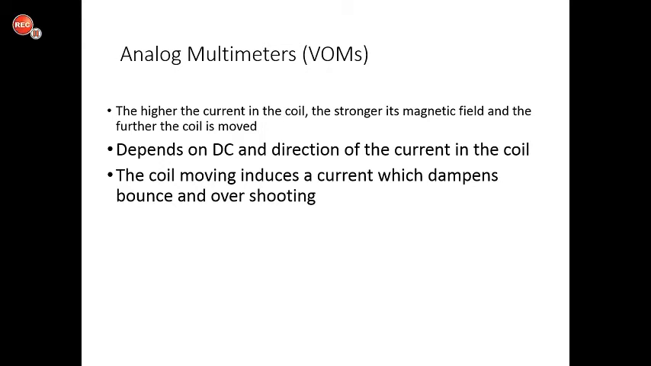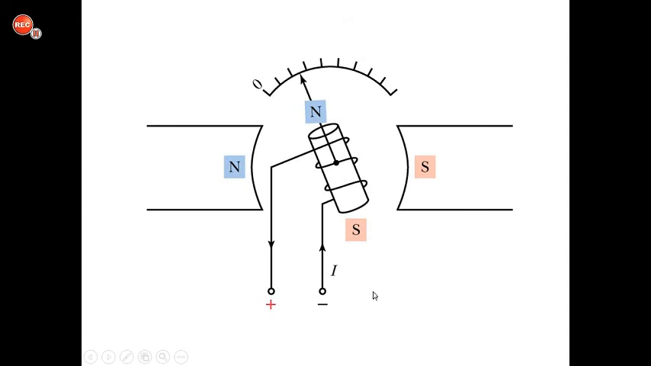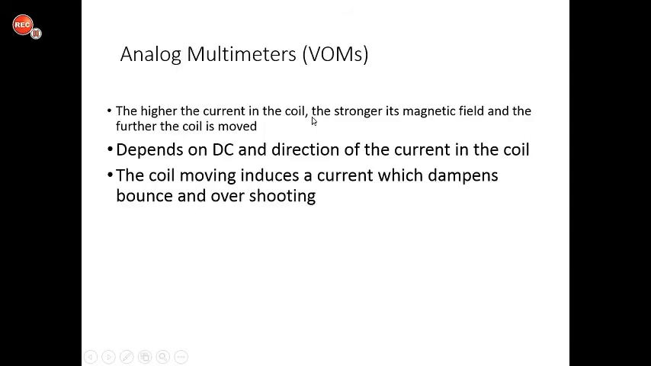This depends on DC and the direction of the current in the coil. This does not work in the reverse polarity. If the polarity of the current passing through the coil were to change, we would get a south pole at the top and a north pole at the bottom, and the needle would try to bury itself below zero. So the polarity in an analog meter is very important.